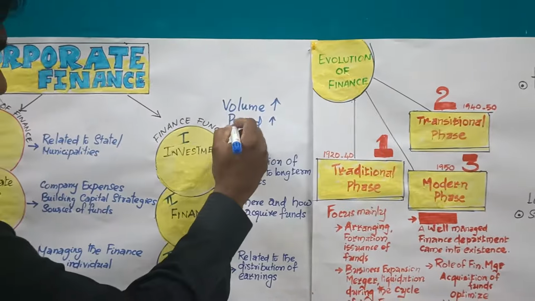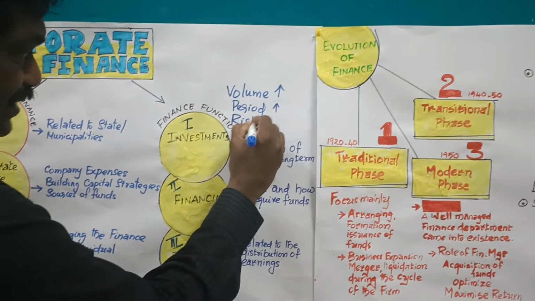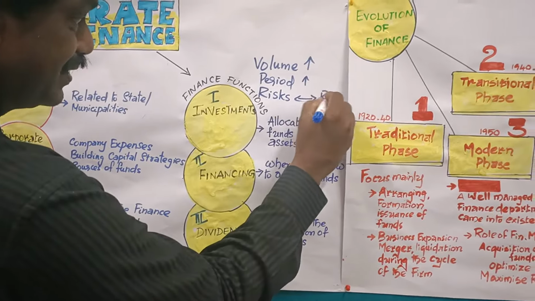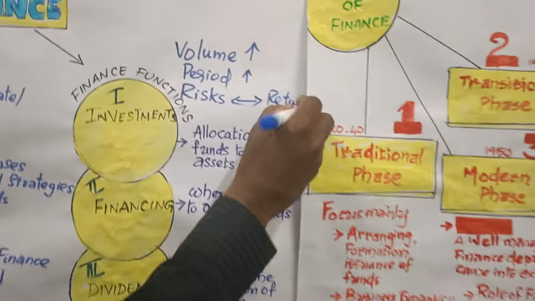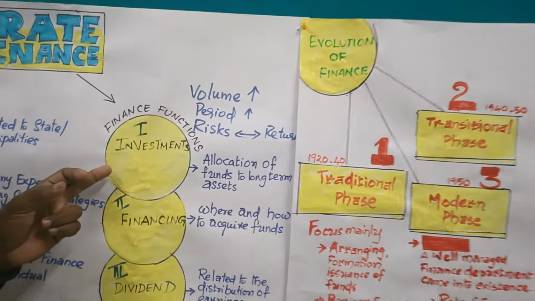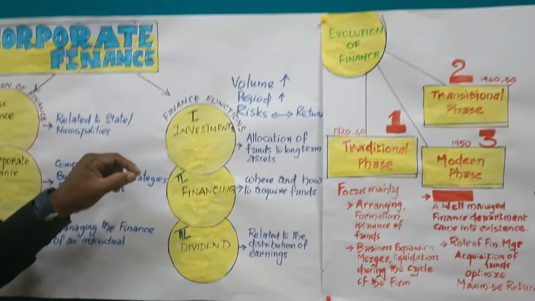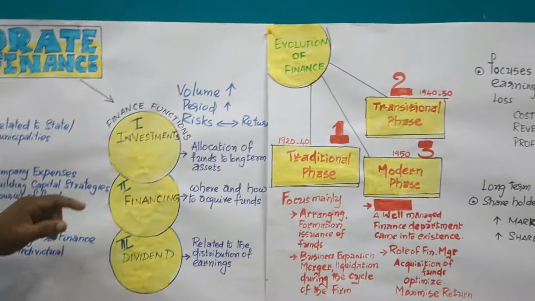At the same time, you have to consider the various risks associated with the assets. So it should be a balance between risk and return, how much you are going to earn from that. And in investment, you select the best assets as per the appropriate cash flow predictions, all those things.